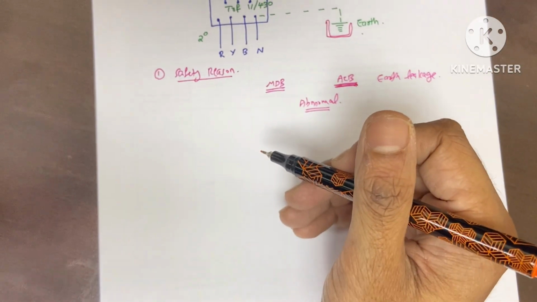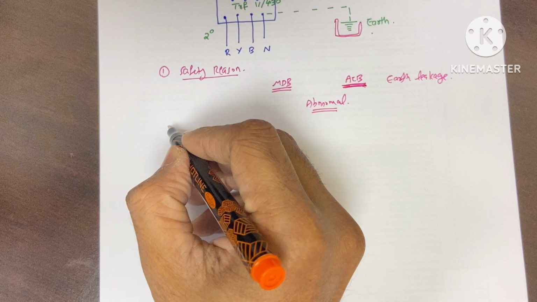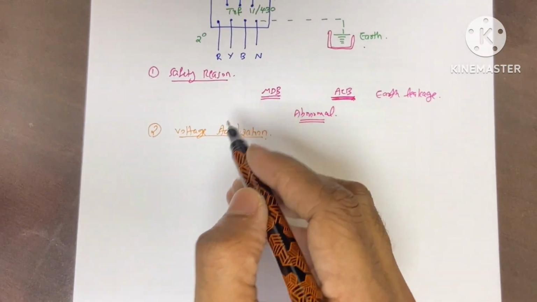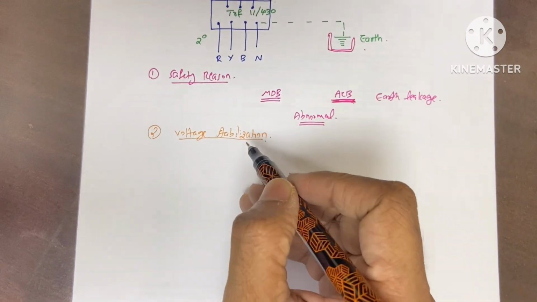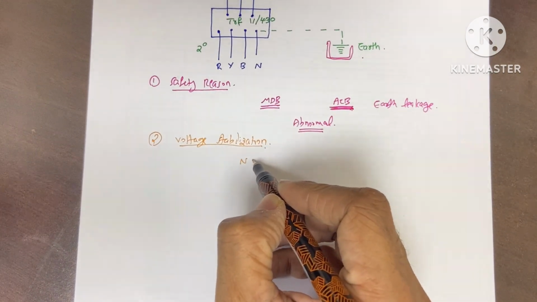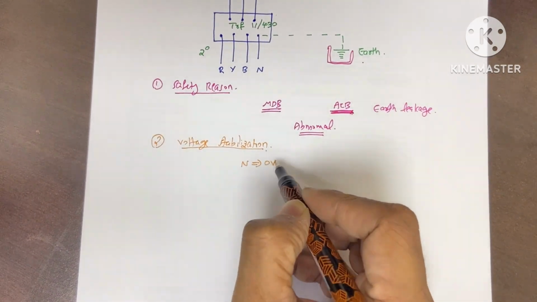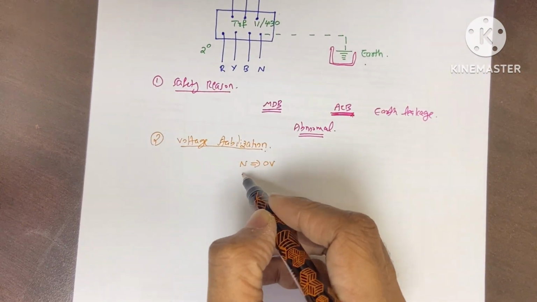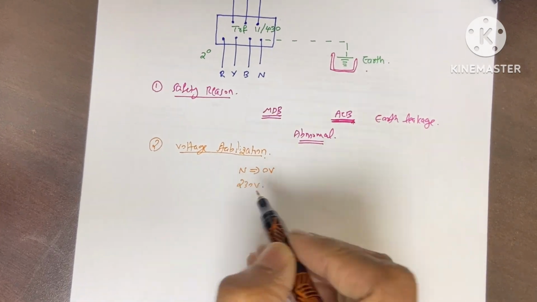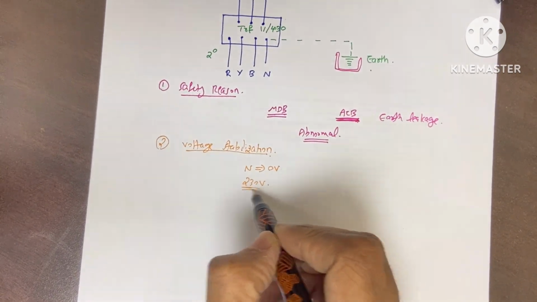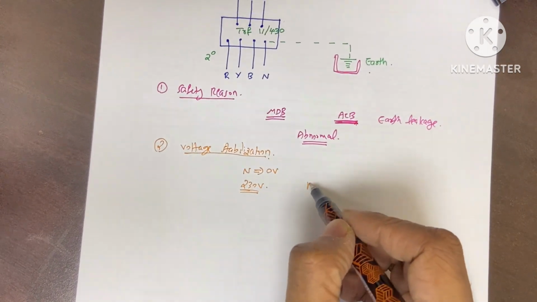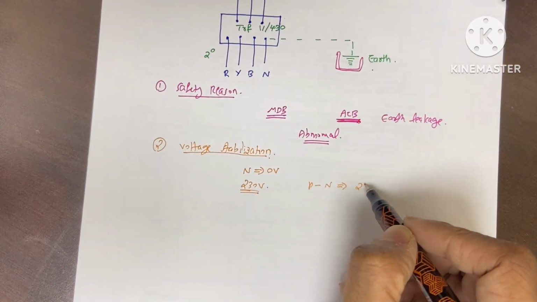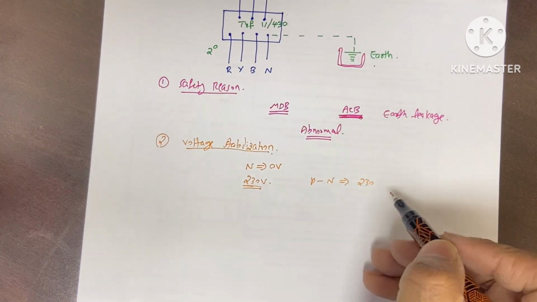The next reason is voltage stabilization. We know that when the neutral is grounded, our neutral gets a voltage of 0 volt. Then only our system gets a phase to ground voltage of 230 volt. Suppose our system's single phase voltage is 230, it means that our phase to neutral or phase to earth voltage is 230 volt or 220 volt, like that.